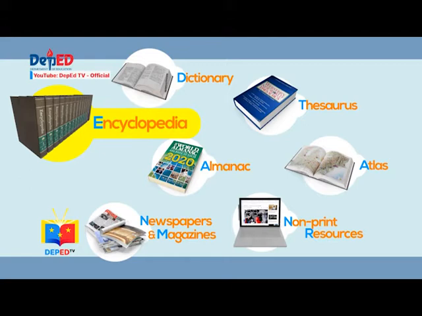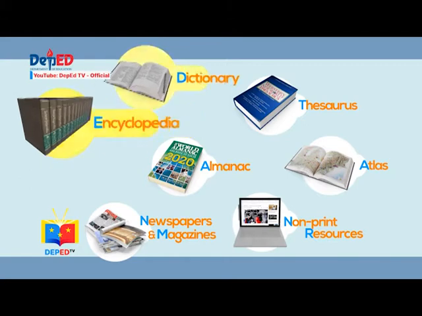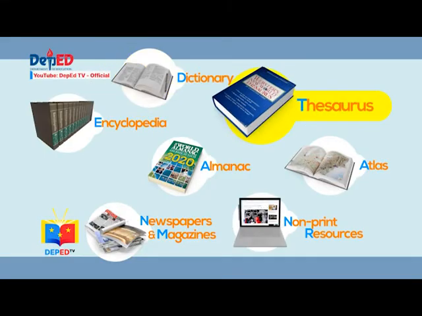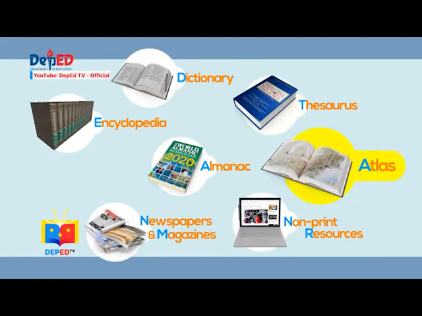An encyclopedia is a collection of factual articles on all kinds of topics. Dictionaries list words alphabetically with their corresponding meanings, spelling, pronunciation, parts of speech, etymology, antonyms, synonyms, and syllabication. A thesaurus is a book of synonyms. An atlas is a book of maps, indices of countries, cities, and physical features like rivers, deserts, and mountain ranges.